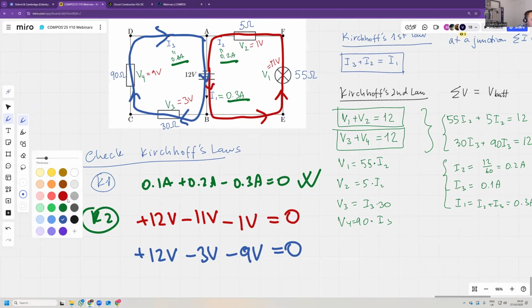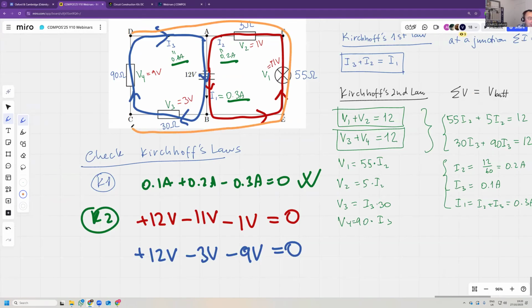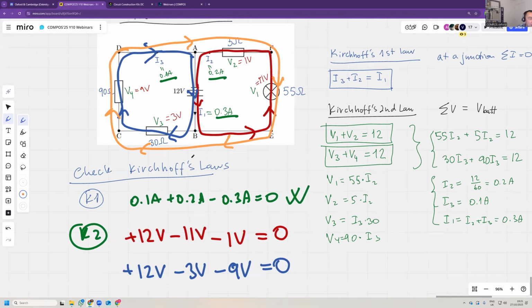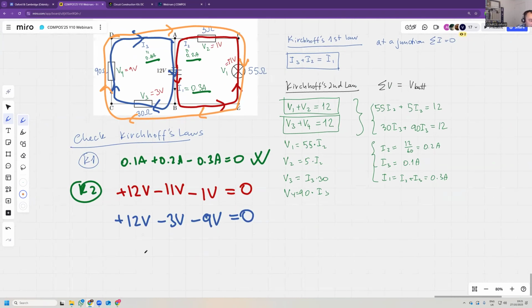And finally, if we take this route around the circuit, which doesn't even involve a battery, Kirchhoff's second law works even with no batteries. Now, we lose 3, so minus 3 volts. We lose 9, but now we're going against the current. So the current is flowing that way. We're going against the current, so we're going uphill, from low potential to high potential. So plus 1 volt.